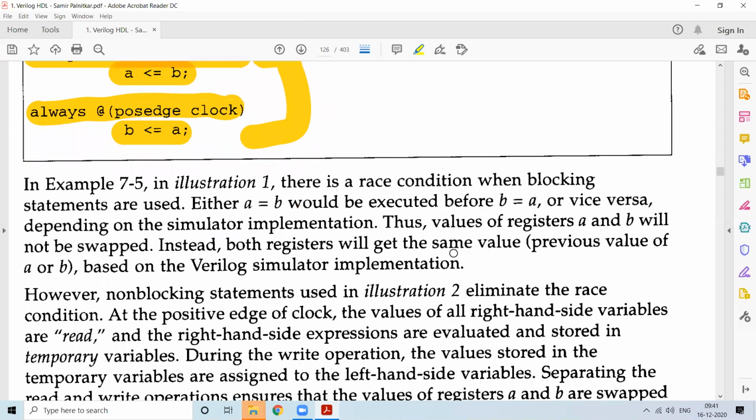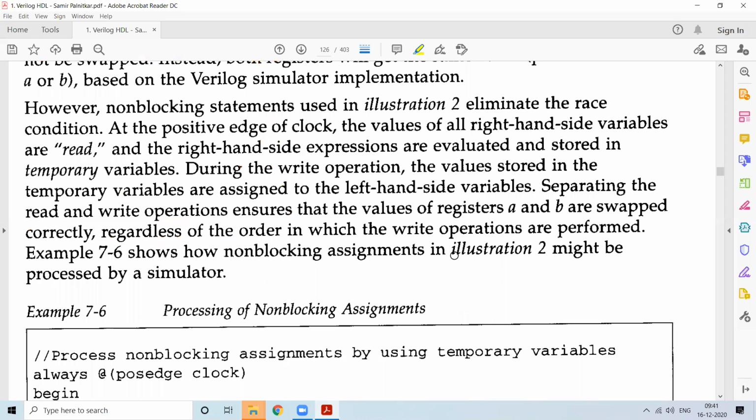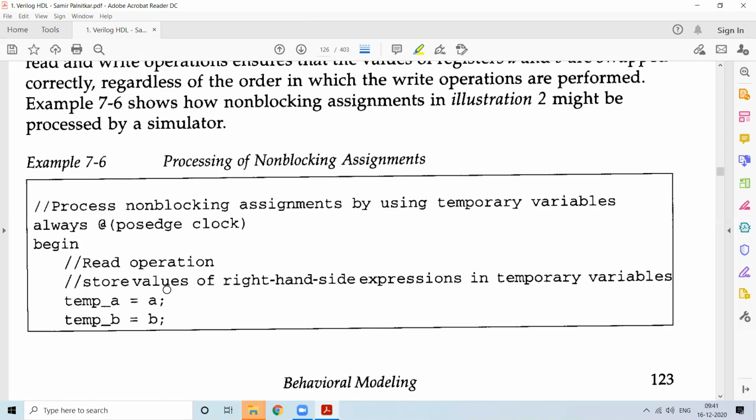So you are avoiding the race conditions. This is actually how it is going around. If I have to read it right, this is how it goes around. Temporary A will be stored with the previous value of A and temporary B will be stored with the value of B. So your old values of A and B are stored over here.